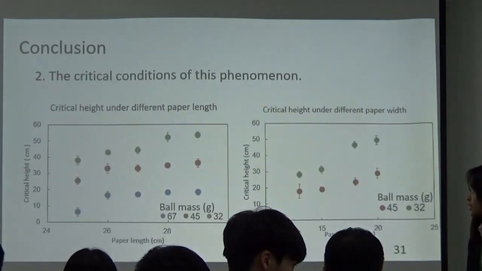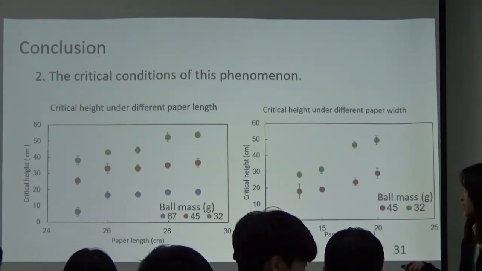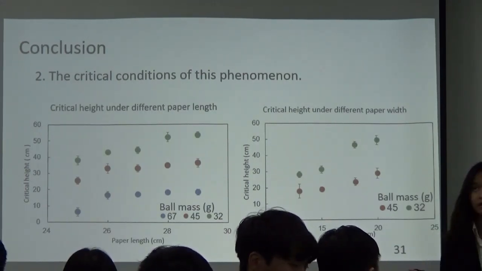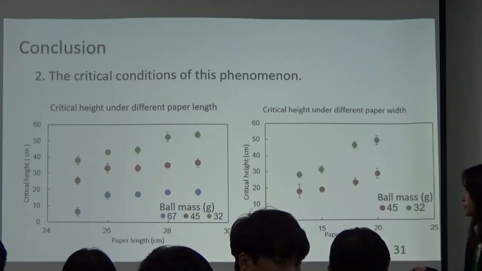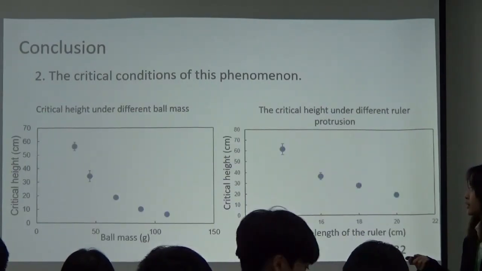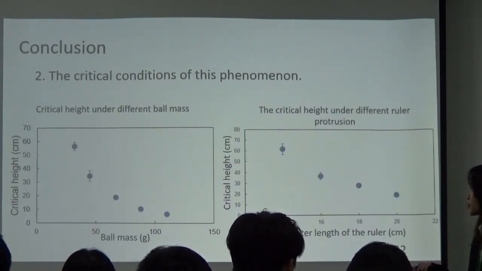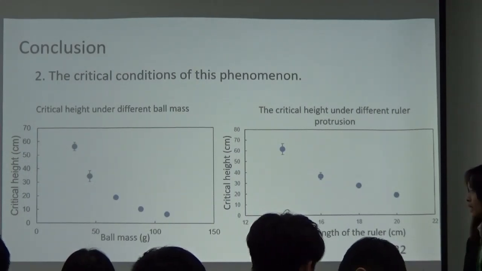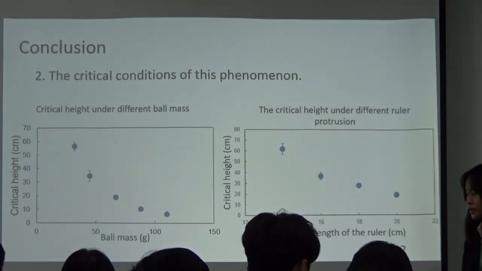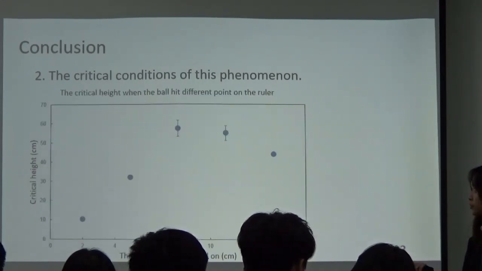And the second point is the critical conditions. As you can see, the paper size can really affect the phenomenon, and also the ball mass and the ruler protrusion. If the ball mass is heavier or the ruler protrusion is smaller, then the critical height will be lower.